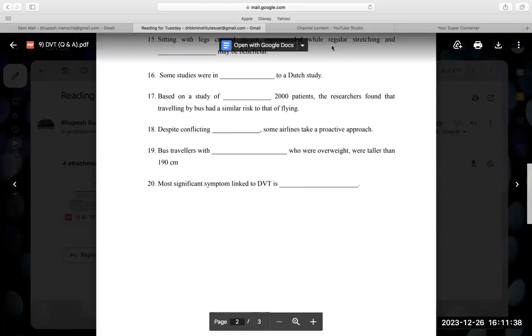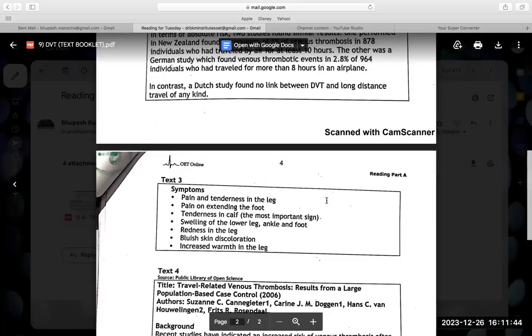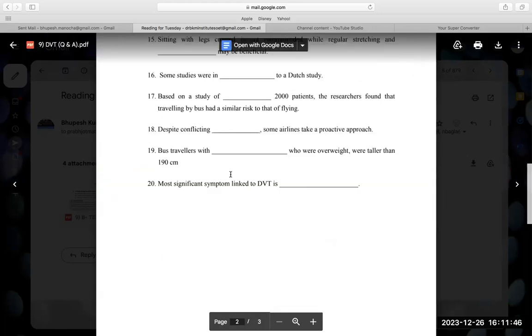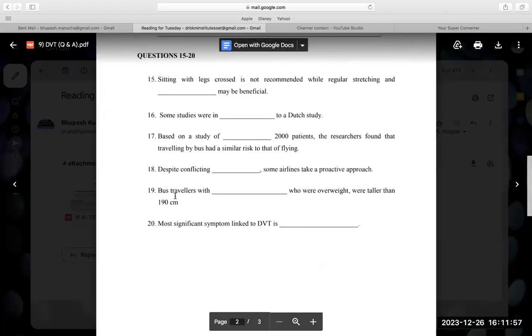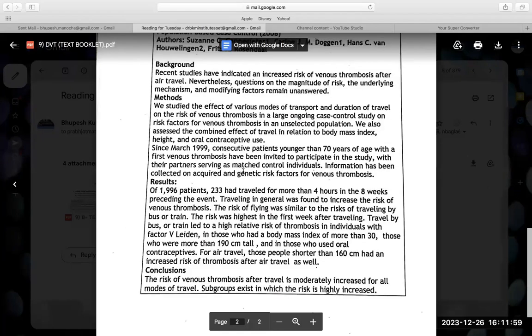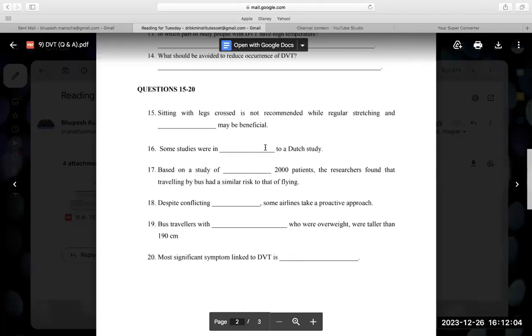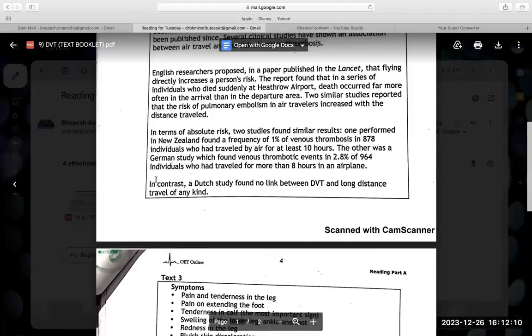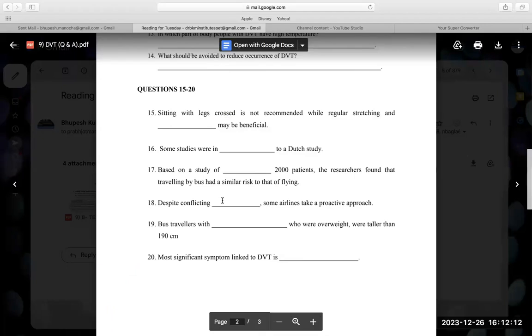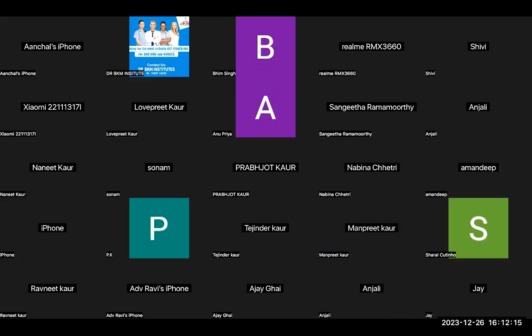Yes, sir. See, my things became easy because I know symptom would be given in 3. Then I knew bus travelers with 190 centimeter. So I already saw that numbers were given over here, 1996, 190, 30. Based on a study of 2000 patients, 190 is the number I was remembering, so I just did it. Then some studies were a Dutch word. I could see the Dutch word here, so I had to fit in from here. After in there was a word contrast, so I could do it easily. So that is how things are done.